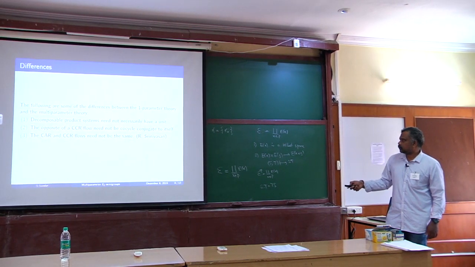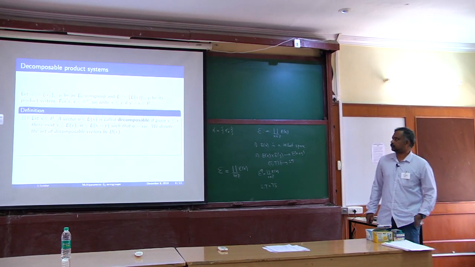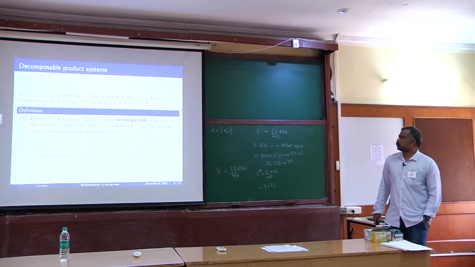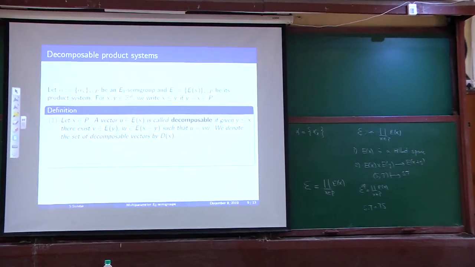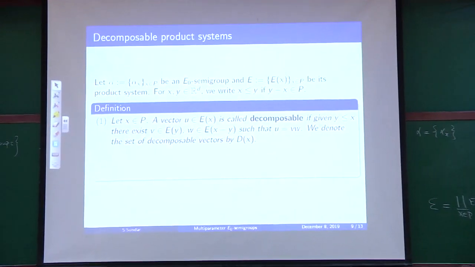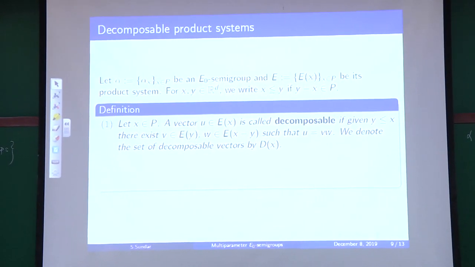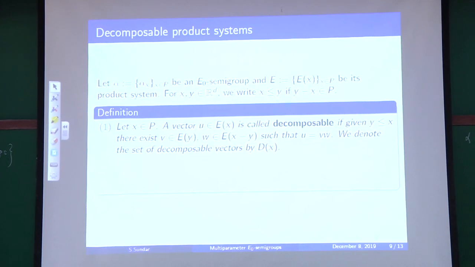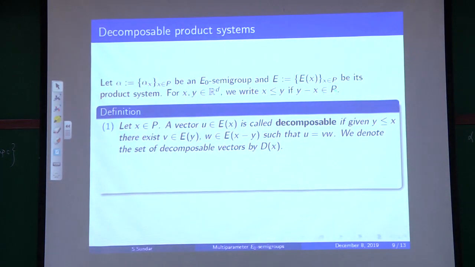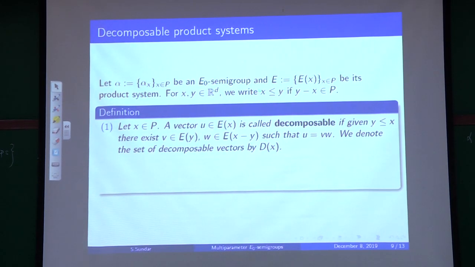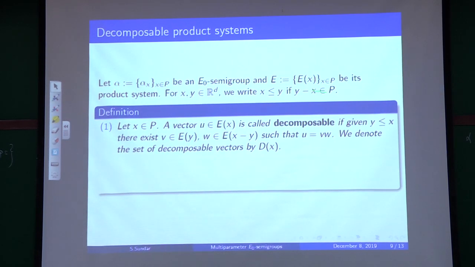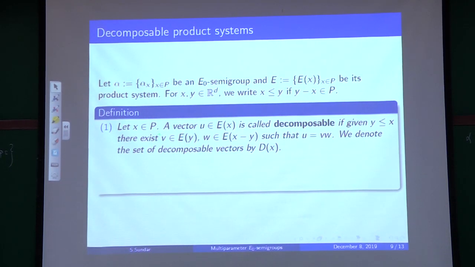So what is a decomposable product system? You have an E0 semigroup, and you have a cone, and the cone induces an ordering on R^d. It's a partial order: x less than or equal to y if y minus x is in P. If P were [0, infinity), this is your usual ordering on the real line. So this is a partial order.